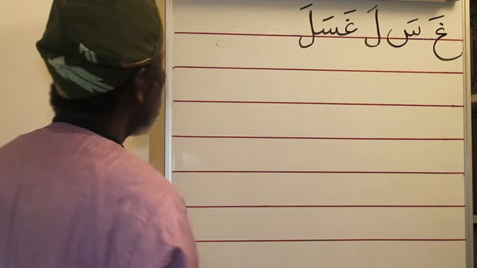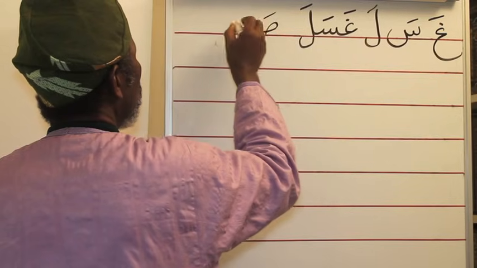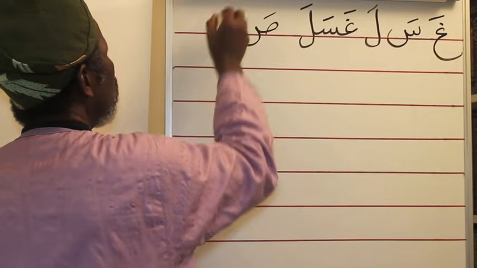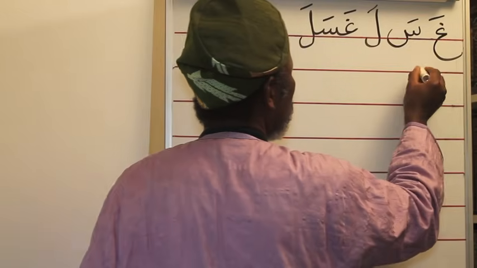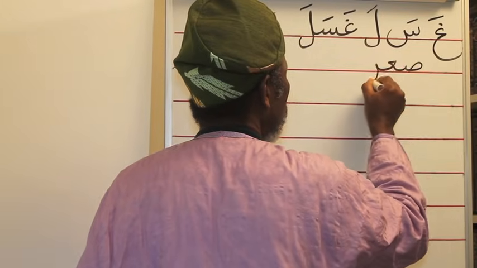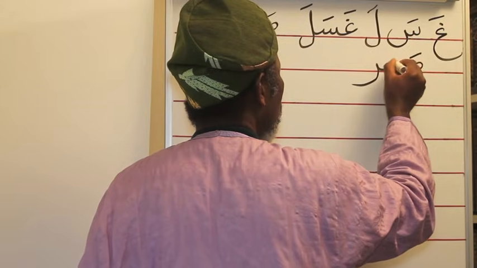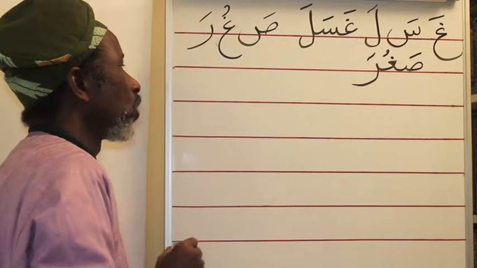صغر. Sa, غو, ra. صغر. Join. Sa, غو, ra. Sa, غو, ra. صغر.